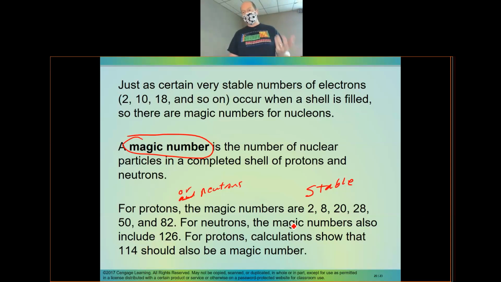Neutrons have another number: for neutrons, you can add 126. For protons, you can add another number, 114. I'm not going to use those on the test. I'm going to use the ones where they are the same: the 2, the 8, the 20, the 28, the 50, and the 82. So you should be aware of the magic numbers for your protons or your neutrons. If you have that number, you would predict that to be stable.